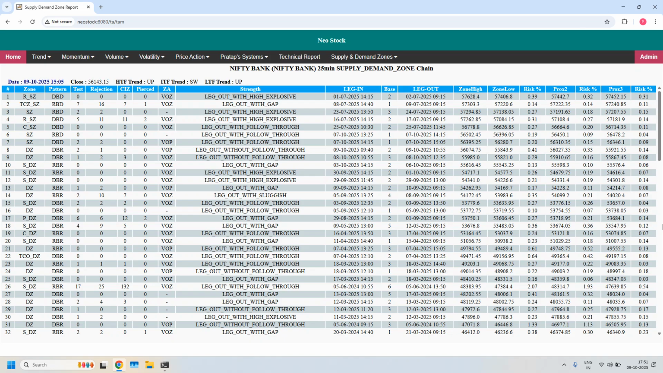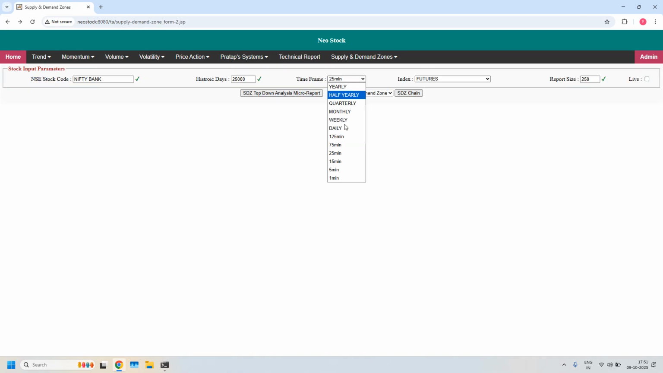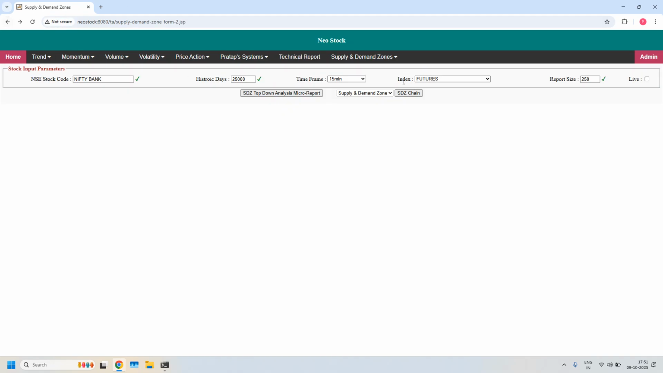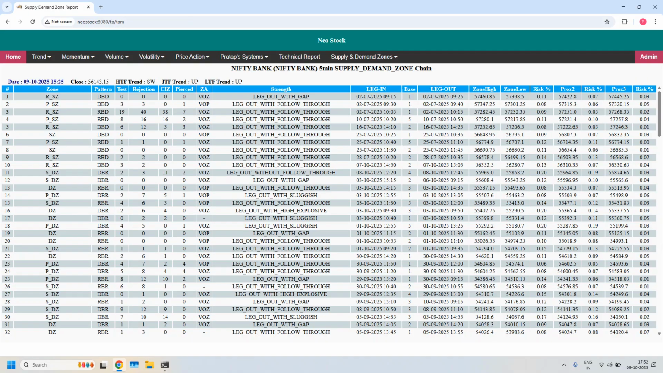Next, generating 15 minutes supply demand zone chain for Bank Nifty. Next, generating 5 minutes supply demand zone chain for Bank Nifty. So this is Bank Nifty supply demand zone chain report. We have completed both Nifty and Bank Nifty.